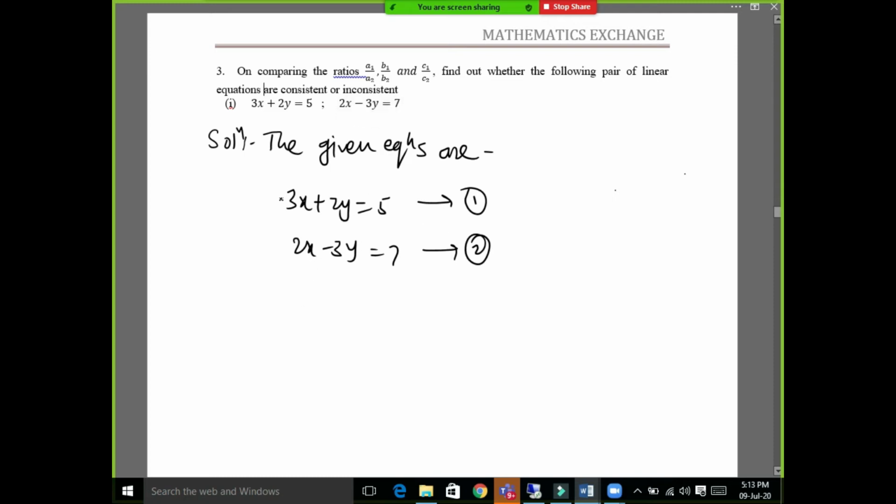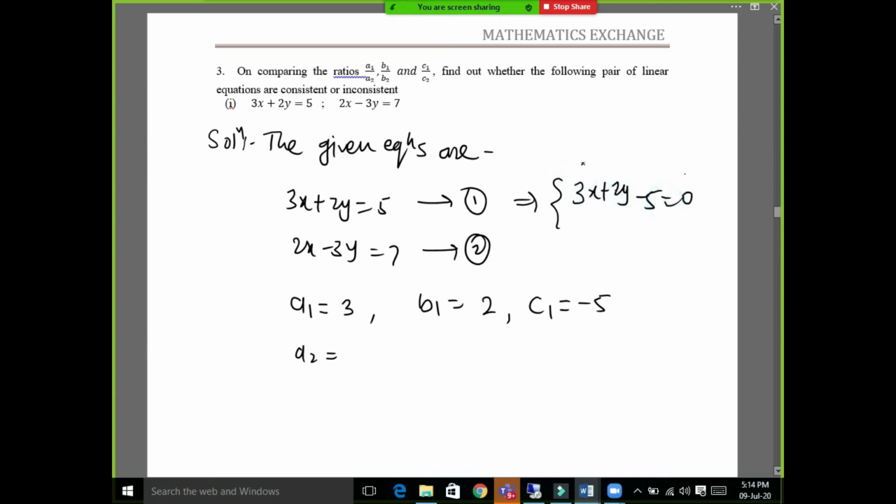Now in question number 2 we already learned how to find out a1, a2, b1, b2 and c1, c2. Similarly in this case also we have to find all these values. So a1 is 3, b1 is 2 and c1 is minus 5, because we have to convert these equations into the standard form, that is ax plus by plus c is equal to 0. So we have to transfer this constant to the left hand side. Now for the second equation, a2 is 2, b2 is minus 3 and c2 is again minus 7, because 7 has to be transferred to the left hand side.